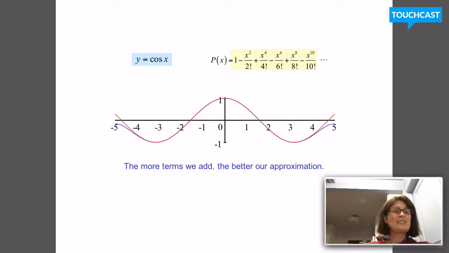Okay, your job right now is to pause the video and use that same process that we used to find a Taylor polynomial for cosine of x to find a Taylor polynomial of the 7th order for sine of x. So pause the video and do that on your paper now.